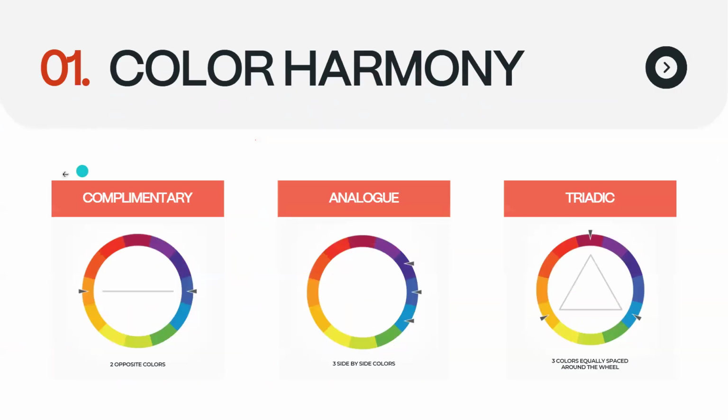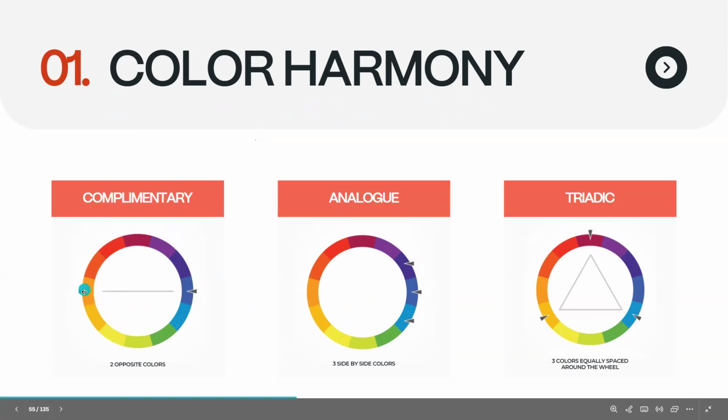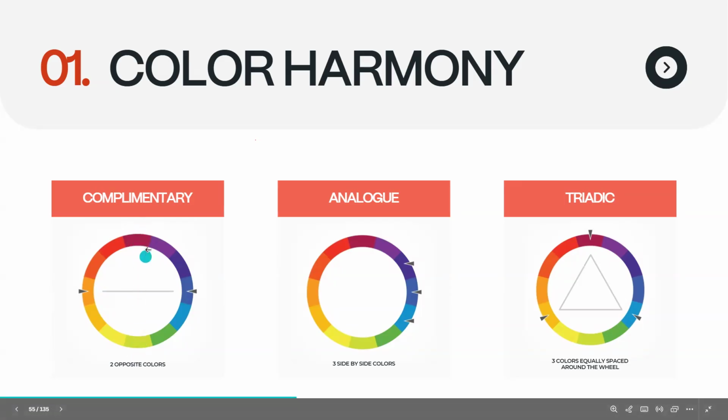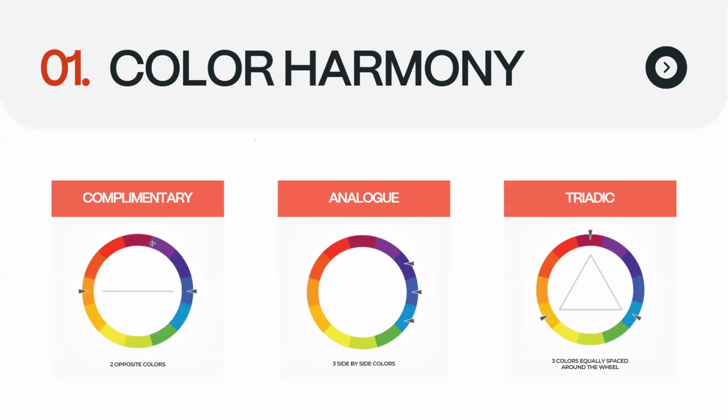First one is color harmony. There are three types of color harmony. Color harmony means using colors to create visual harmony. In complementary color harmony, this is a color wheel. Two opposite colors, like red and its opposite, green, will complement each other. If you take this light green color and the maroon or dark red, they will complement each other. This is how complementary color harmony works.